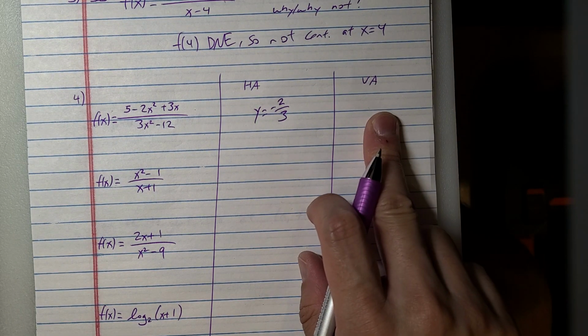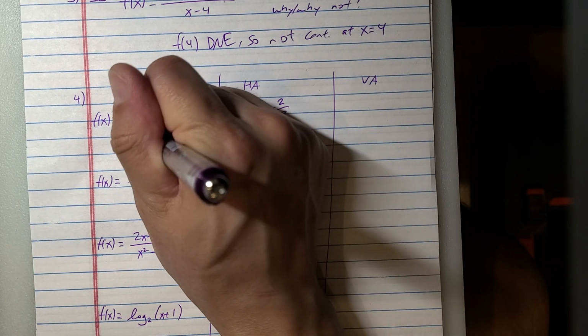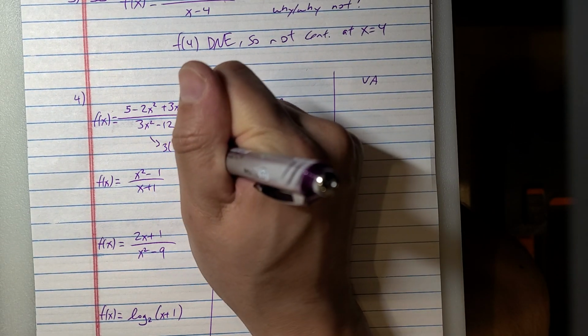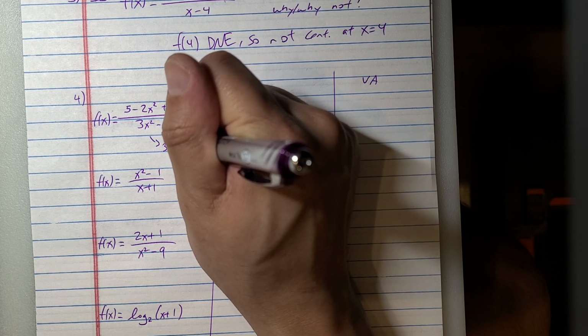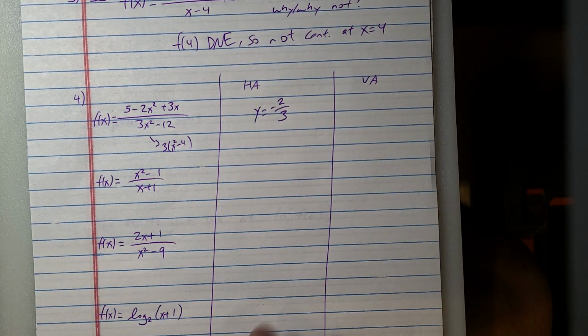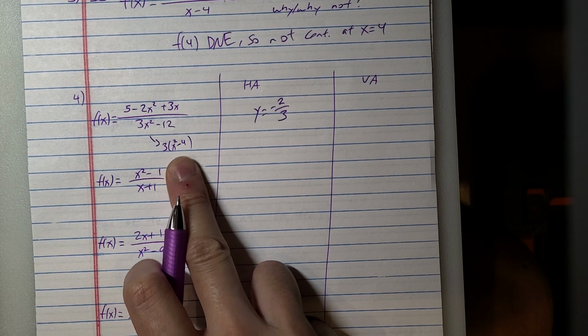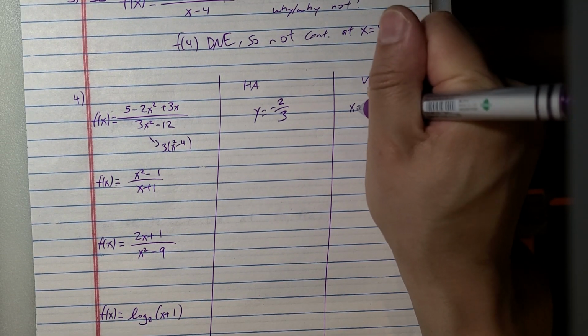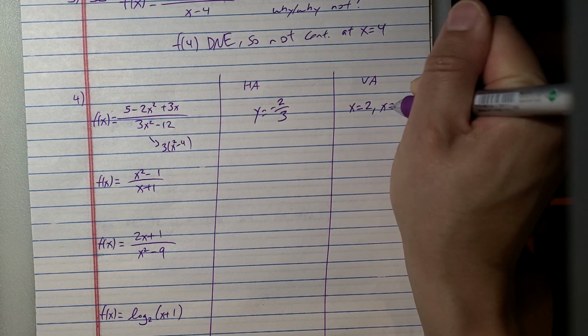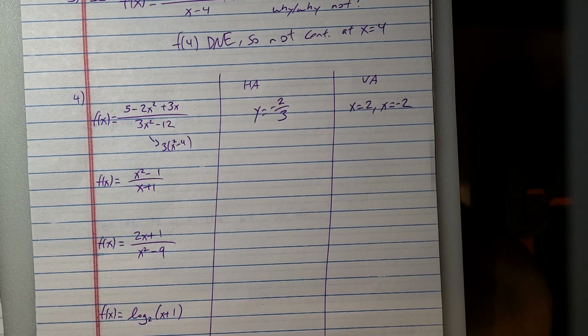Vertical asymptote. Well, we can factor this bottom as 3 times x squared minus 4. Let's do that. And then this can be factored as x plus 2, x minus 2. So we know we have vertical asymptotes at x equals 2 and x equals minus 2.